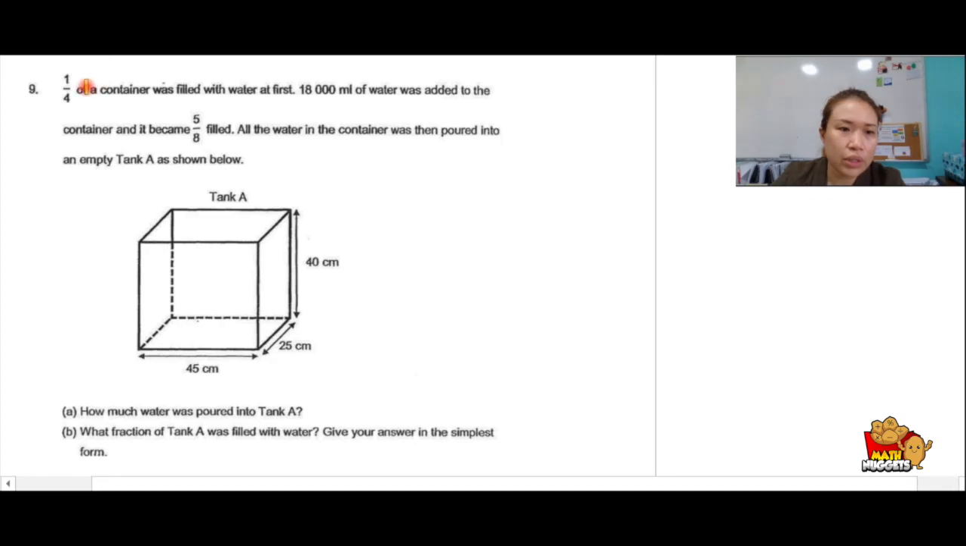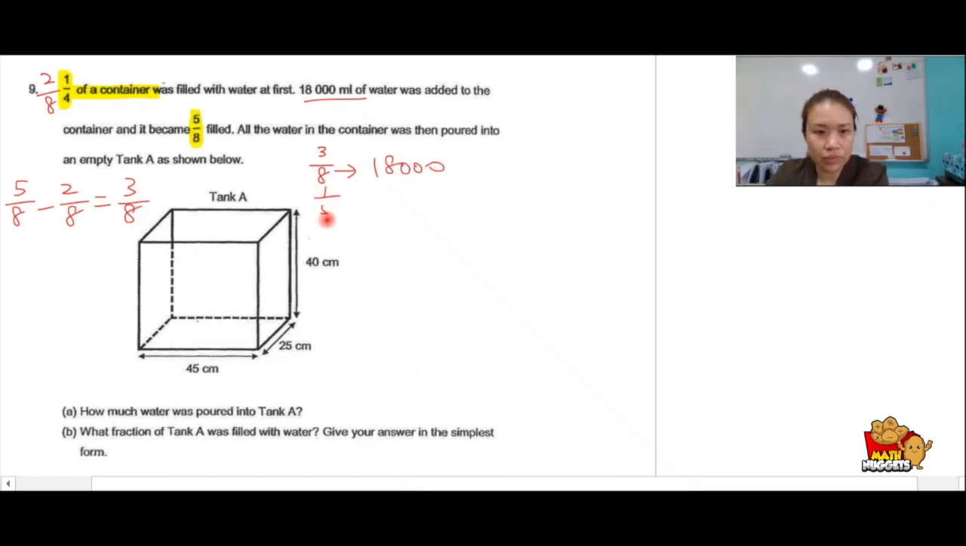Question 9, you have 2 fractions in the question. It says 1/4 of the container, and then after that 5/8 of the container. So they're talking about the same container, so we change to the same denominator. So this one becomes 2 out of 8. So at first it was 2/8 filled. They poured 18,000 milliliters of water in there. It became 5/8 filled. So from 2/8 it became 5/8, which means 3/8 of the container is actually 18,000 milliliters.